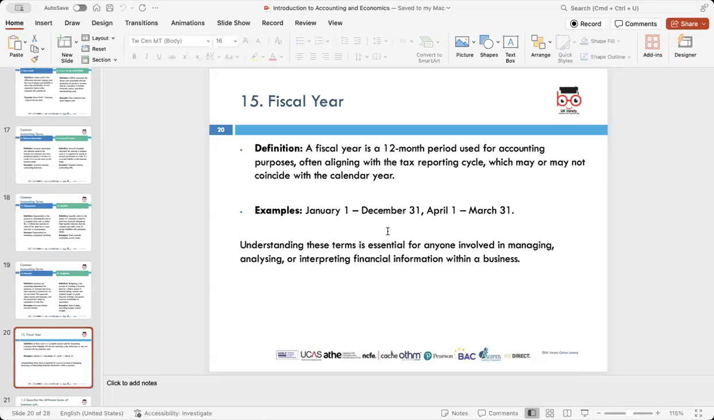Okay, fiscal year is a 12-month accounting period used for financial reporting and tax purposes. It may or may not align with the calendar year, January 1st till December 31st. Many companies choose a fiscal year that aligns with their business cycle. Examples: January 1st till December 31st, or April 1st till 31st March.